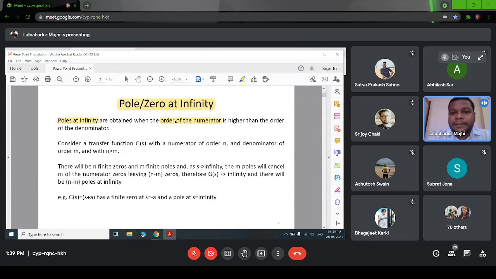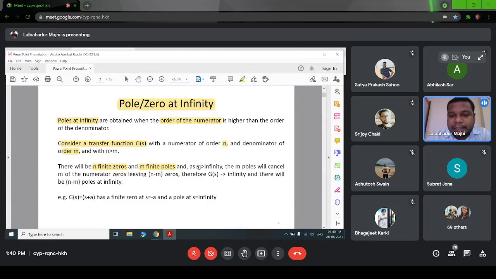If the number of zeros is greater than the number of poles, then poles at infinity are obtained. Consider a transfer function G(s) with numerator order n and denominator order m. If n is greater than m, then we have to obtain the poles at infinity. There will be n finite zeros and m finite poles.